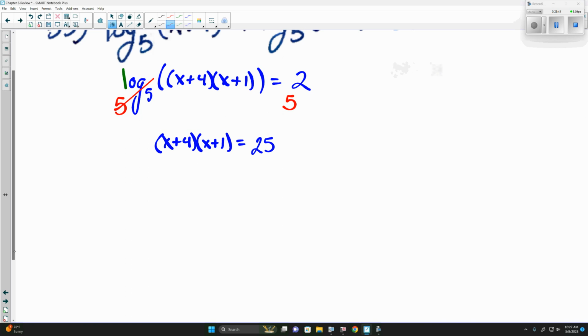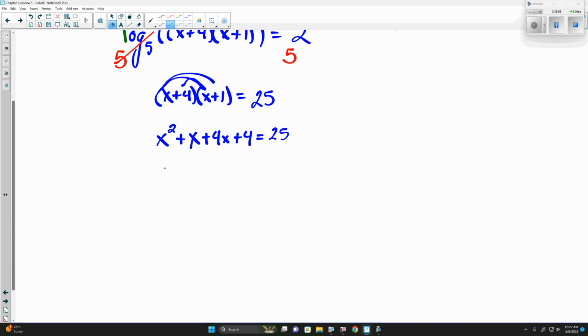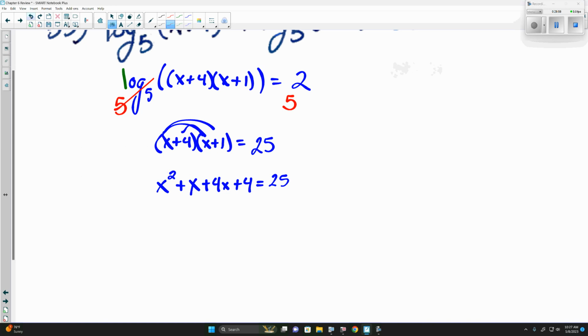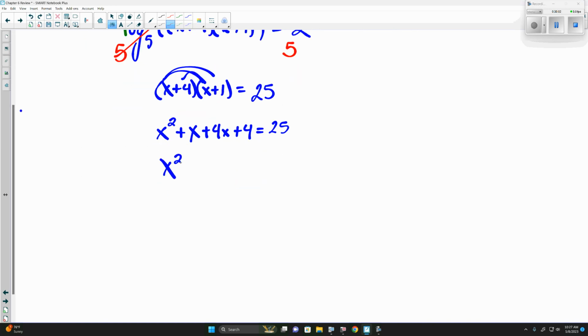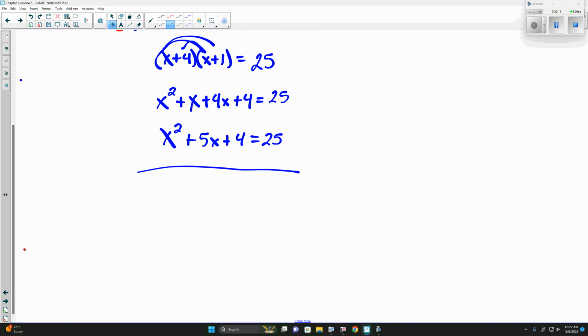Now, this part here, we can multiply this out. X times x is x squared. X times 1 is going to be plus x. 4 times x is plus 4x, and 4 times 1 is 4. Now we can combine like terms. We'll have x squared. X plus 4x is 5x, plus 4 is equal to 25. Now, because we do have a quadratic, we need to get this equal to 0, so we can subtract 25 from both sides. X squared plus 5x minus 21 is equal to 0.